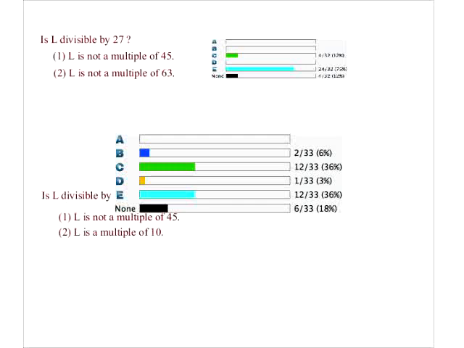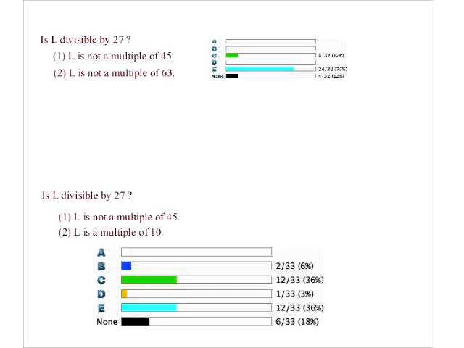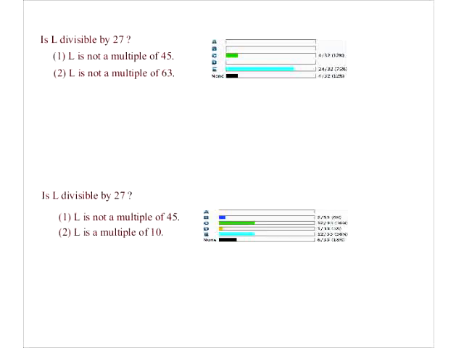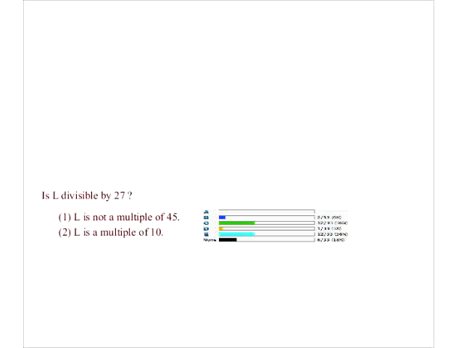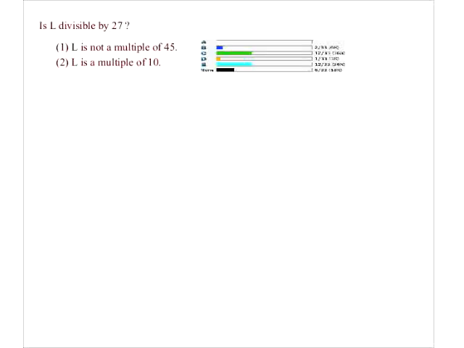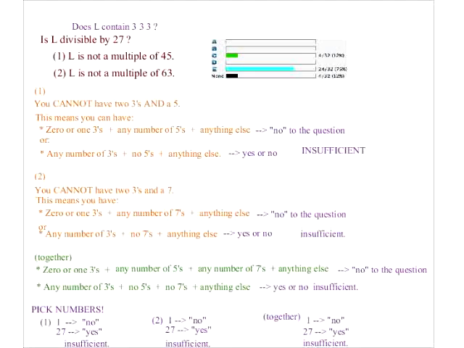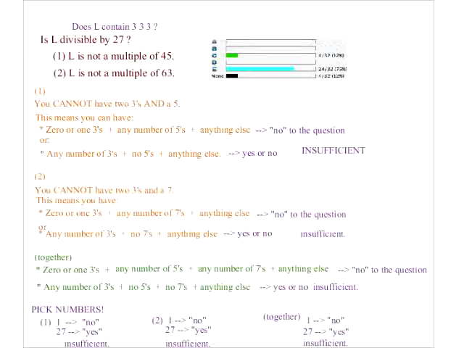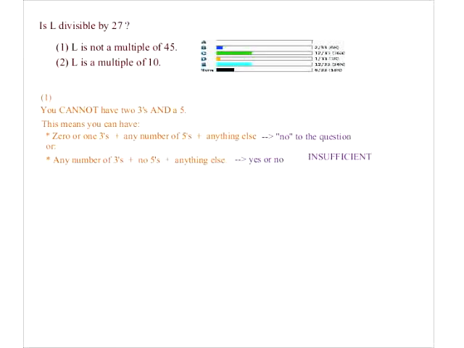Okay, so this one's a little bit more interesting. We were actually evenly split between C and E. So let's take a look. Here's a page for this problem. All right, is L divisible by 27? So we can import the analysis of statement 1 from the other problem. So let's do that. And then we can also import the meaning of the question. Okay, so statement 1 is still insufficient.